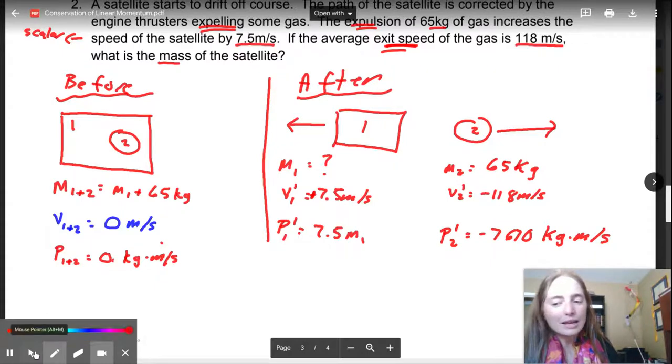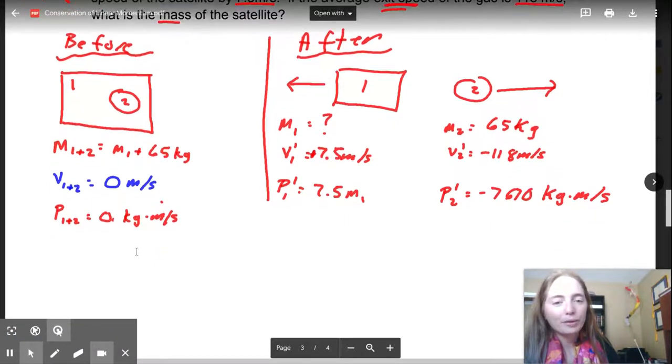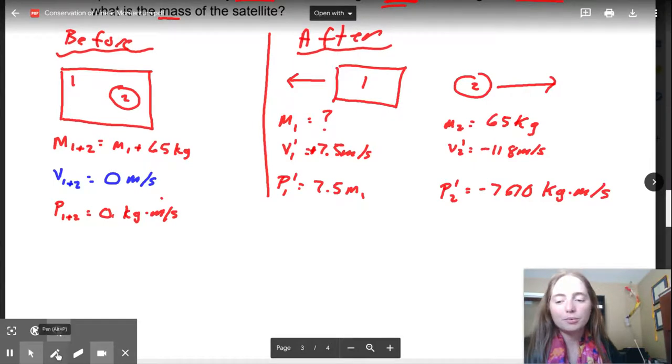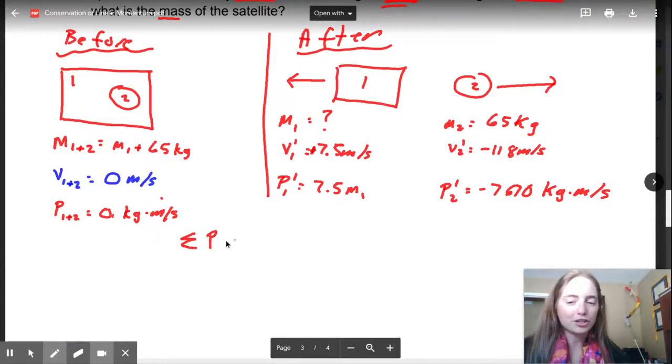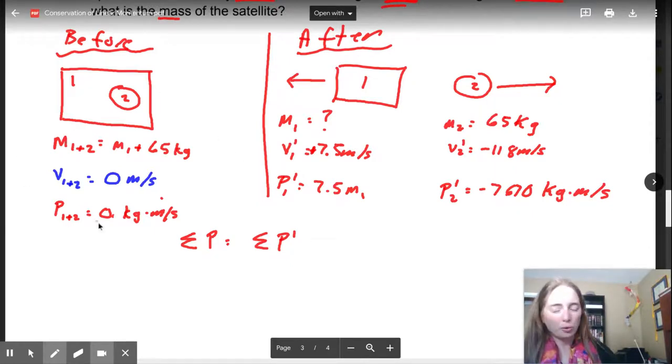Well, the same as we've done before, you are going to set up the sum of initial momentum equal to the sum of final momentum. Well, the momentum before is 0. Easy peasy for that side.